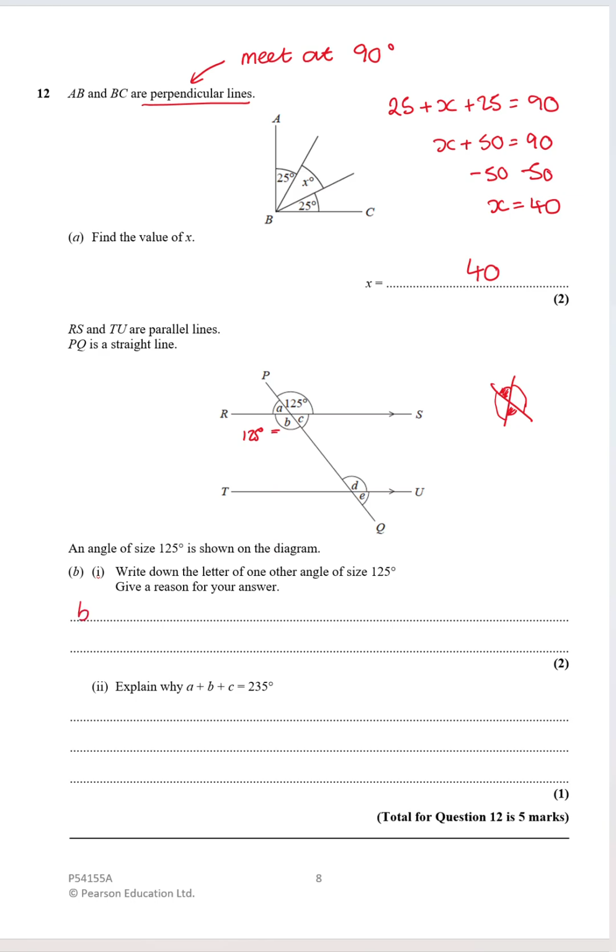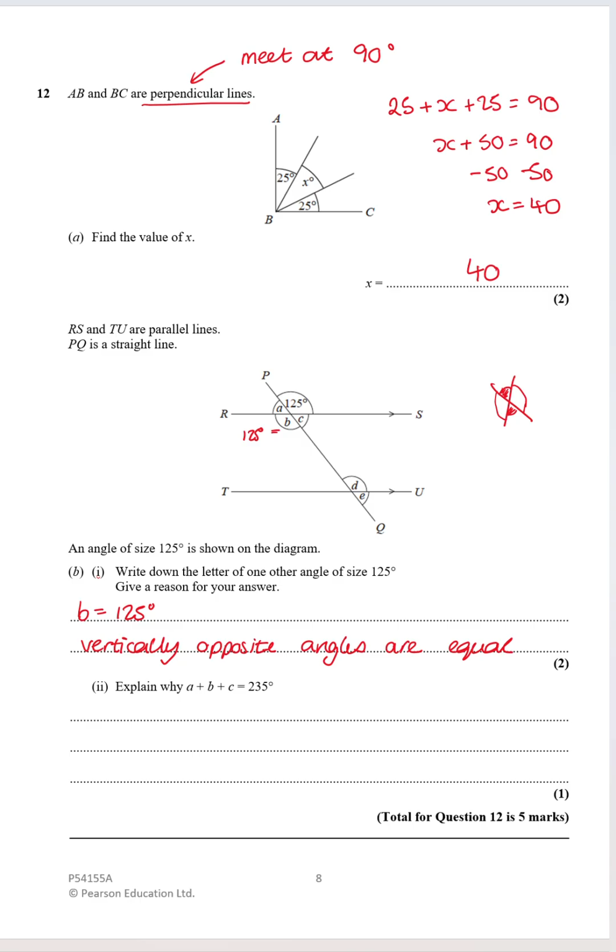So I'm going to use B equals 125 degrees, and I have to write vertically opposite angles are equal. There are other options that you could have had, but that's the easiest one to spot.